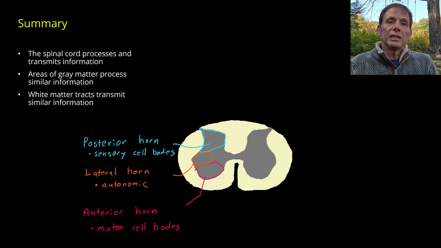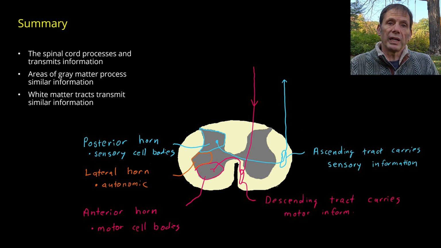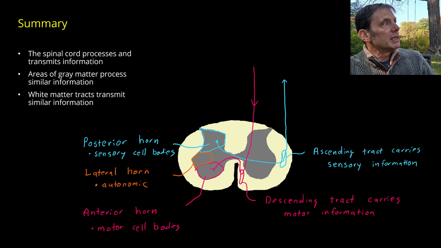The white matter is divided into tracts of axons that carry similar types of information. Ascending tracts carry sensory information toward the brain, and descending tracts carry motor information away from the brain. If we understand the organization of tissue in the spinal cord, we can begin to dig into specific pathways and describe how humans navigate as we move around in this beautiful world.